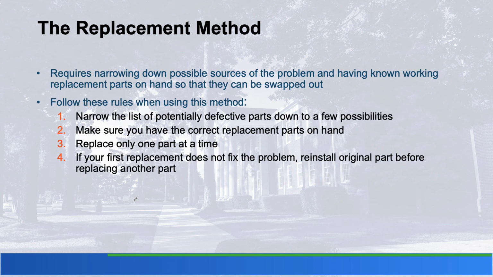The replacement method requires a narrowing down of possible sources of the problem and having known working replacement parts on hand so that they can be swapped out. So this is like the trial and error, but we're going to be pulling out parts and replacing parts. Follow the rules. Narrow the list of potentially defective parts down to a few possibilities. Make sure that you have the correct replacements on hand. Replace only one part at a time. If your first replacement does not fix it, reinstall the original part before replacing another part.